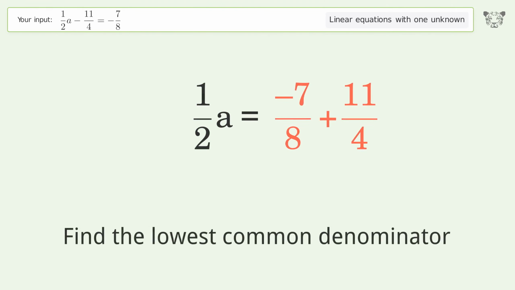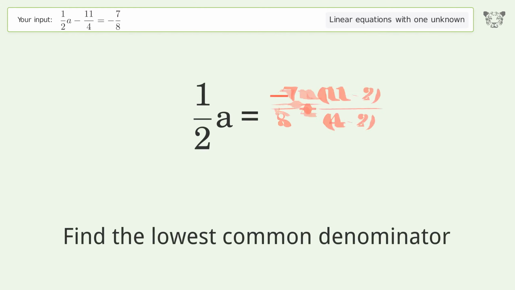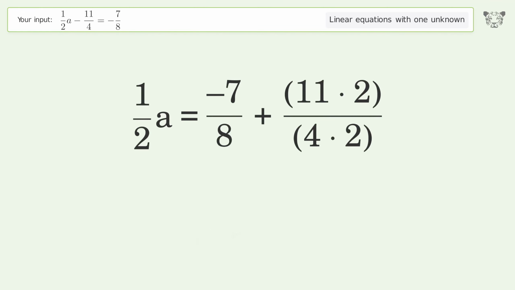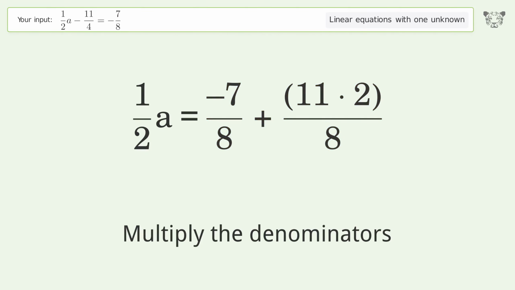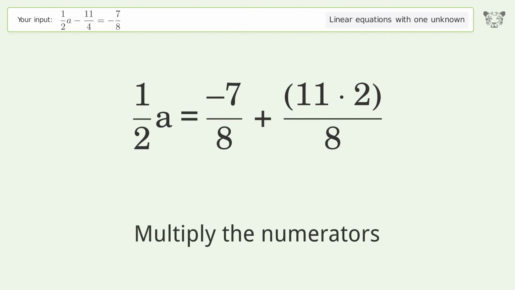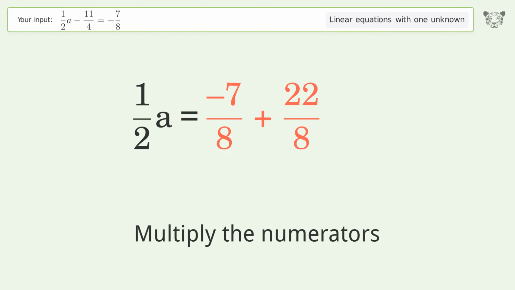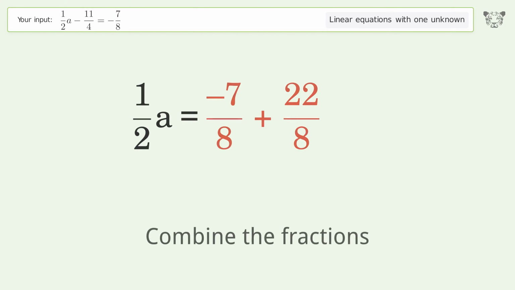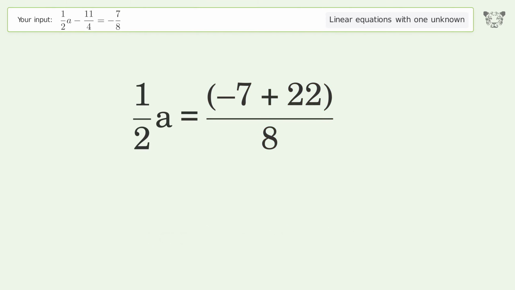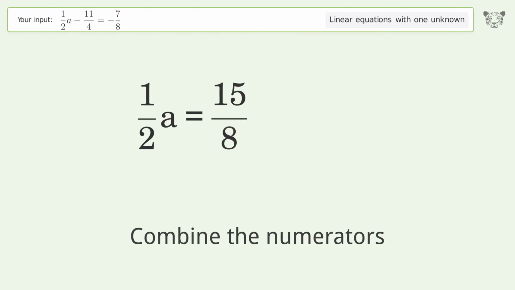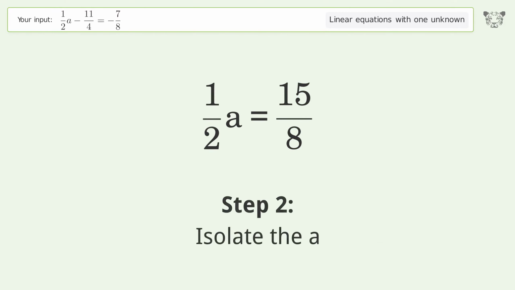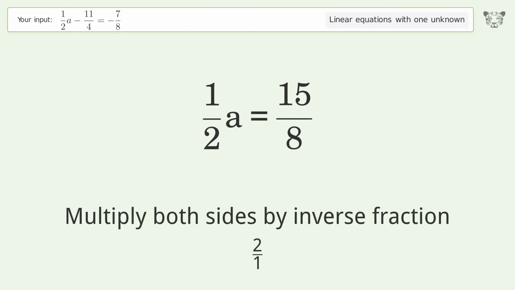Find the lowest common denominator. Multiply the denominators. Multiply the numerators. Combine the fractions. Combine the numerators. Isolate the a. Multiply both sides by inverse fraction 2/1.